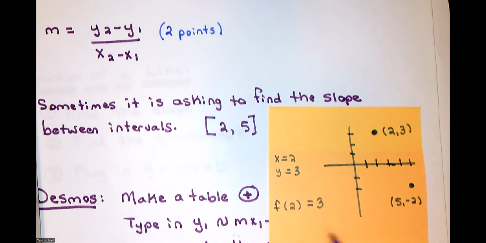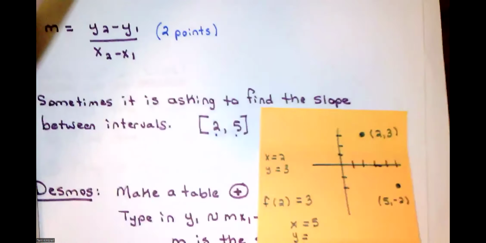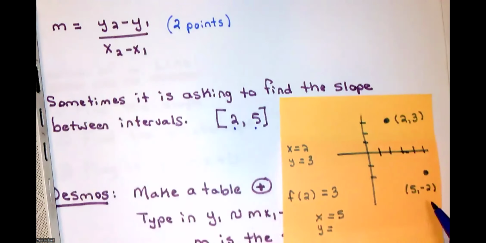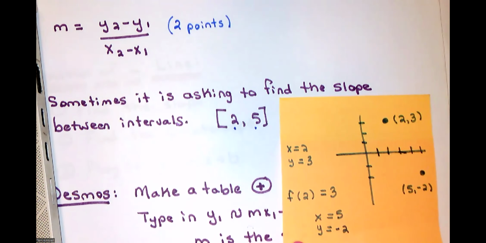So if I'm looking at this value, that was my x is 2. This one is now my x is equal to 5. So what is your y value when x is equal to 5? Well, your y value would be -2. So to write that in function notation, f of 5 equals -2. So remember that the inside is your input, which is your x. The outside is your output, which is your y.